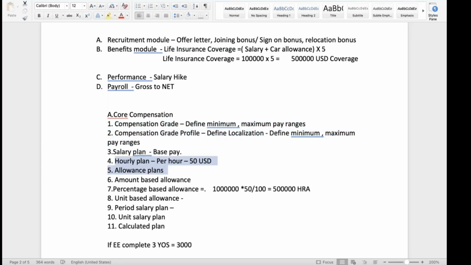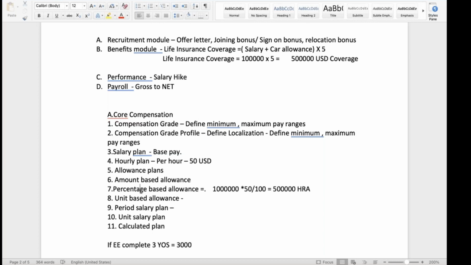Allowance plans. In Workday, we have three types of allowance plans, friends: amount based, percentage based, and unit based. Amount based is nothing but a flat amount. $500 you're paying as a meal allowance, 5,000 rupees you're giving as a car allowance. These are fixed amounts, a flat amount, and this falls under the amount-based plan.